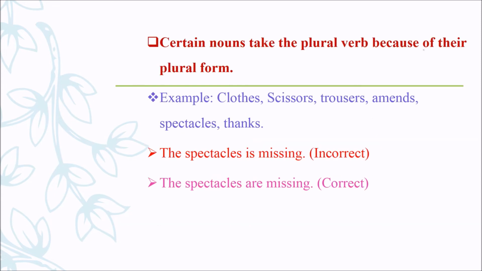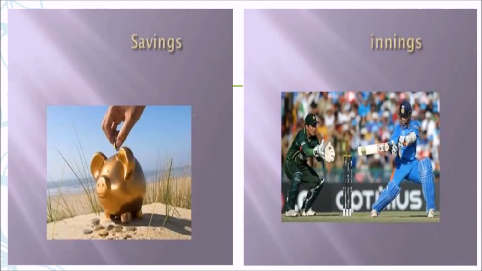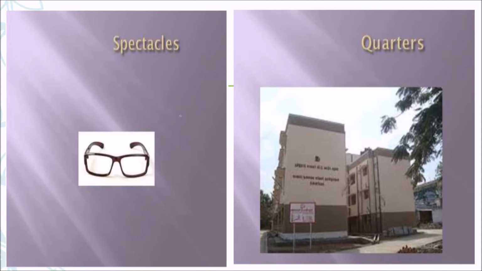Certain nouns take the plural verb because of their plural form. Example: clothes, scissors, trousers, amends, spectacles, thanks. Let's see the first sentence. The spectacles is missing. Is that a correct sentence? No. The correct sentence is the spectacles are missing. Some nouns are always used in plural. For example, trousers, scissors, savings, innings, spectacles, quarters, etc.